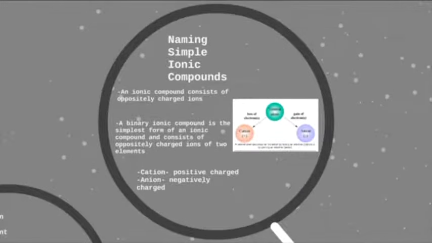An ionic compound consists of oppositely charged ions. A binary ionic compound is the simplest form of ionic compound, which is a compound that consists of the oppositely charged ions of 2 elements. A cation is also a positively charged ion, and an anion is a negatively charged ion.